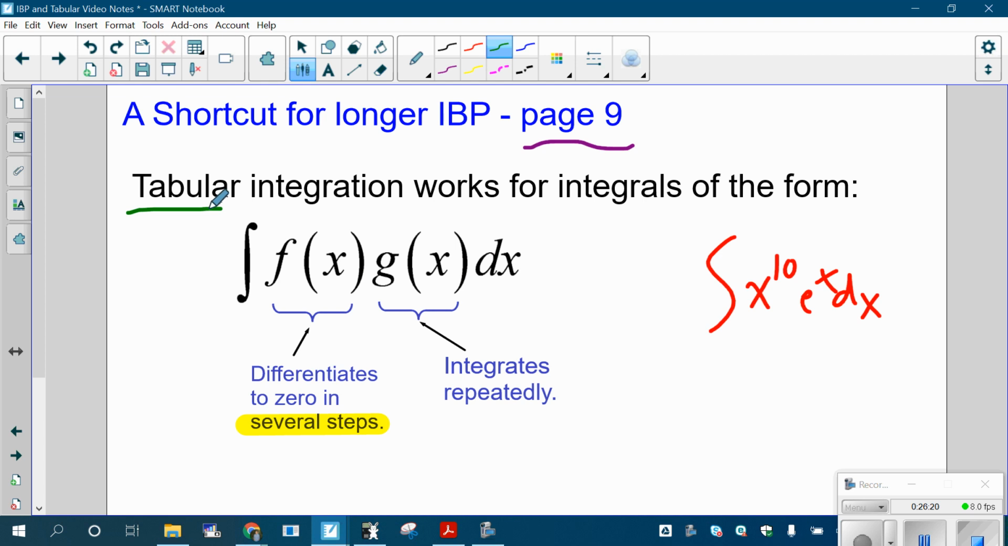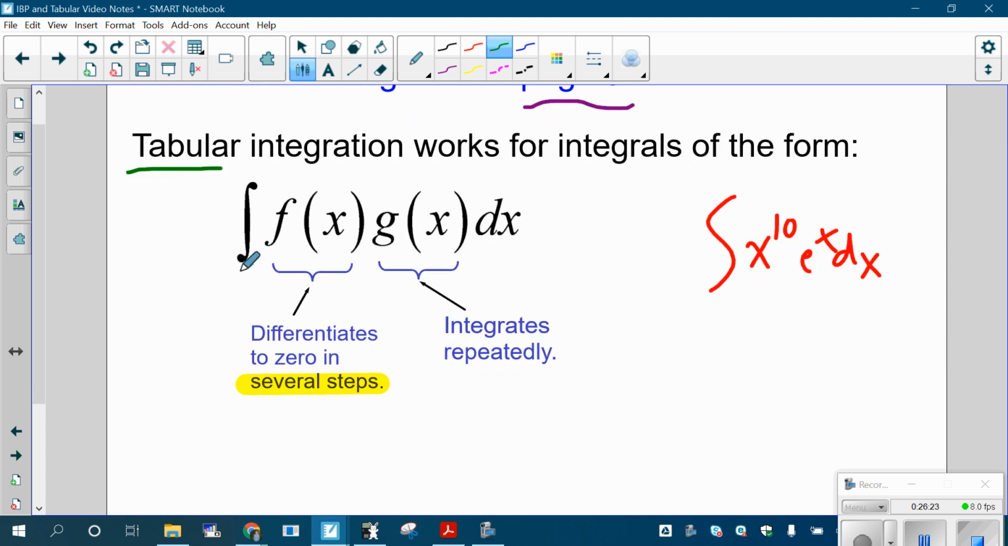This is going to happen when you're using integration by parts, so you're integrating a product, and one part integrates repeatedly. What does integrates repeatedly mean? Think trig and exponentials. What's the antiderivative of e to the x? E to the x. What's the antiderivative of that? E to the x. It integrates repeatedly. What's the antiderivative of sine of x? Negative cosine x. What's the antiderivative of cosine? Negative sine. What's the antiderivative of negative sine? Cosine.